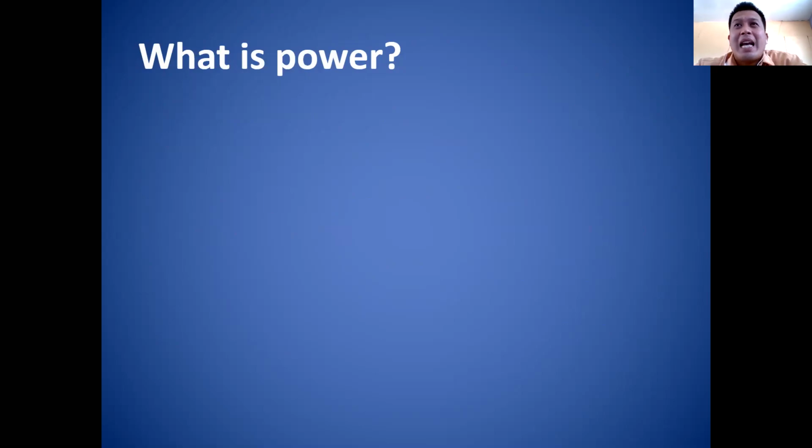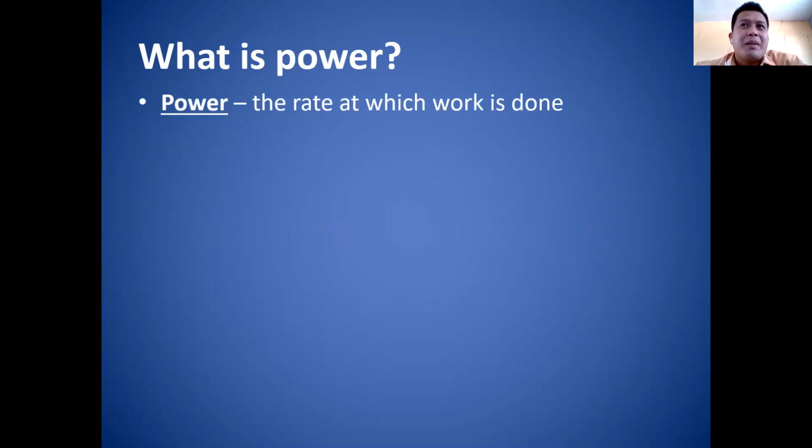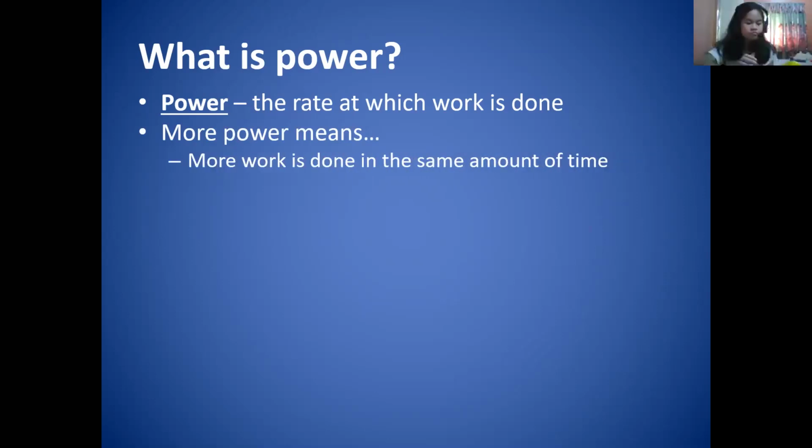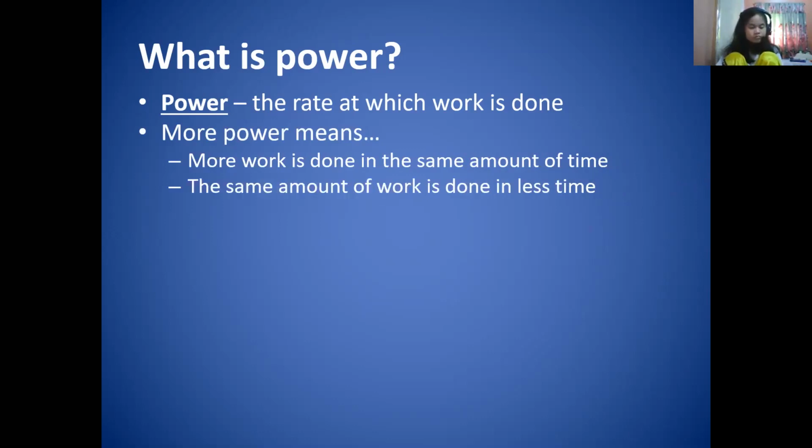So what is power, class? Power is the rate at which work is being done. Or in simple terms, power is the rate of work. When we use the word rate, we associate it with a fraction. When you do the concept of finding the rate, you're actually presenting a ratio of one unit over the other. Okay? So more power means more work done in the same amount of time. And more power means the same amount of work done in a lesser time. Okay.